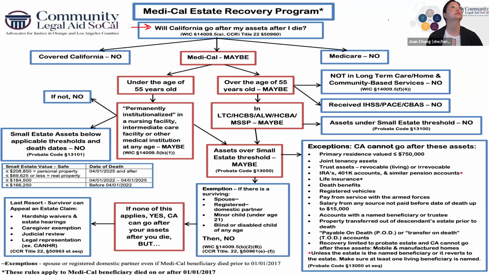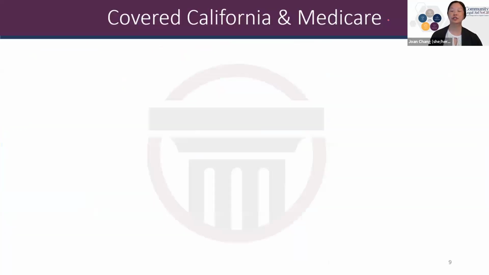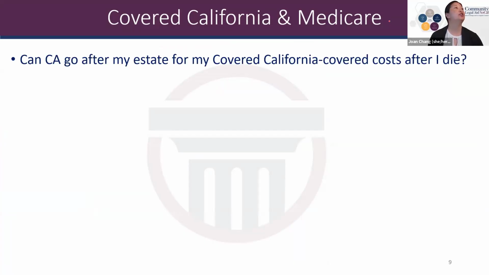Okay. This is basic, but we do have to make it clear. Covered California and Medicare: can California go after my estate for my Covered California covered costs after I pass away? The answer is no.